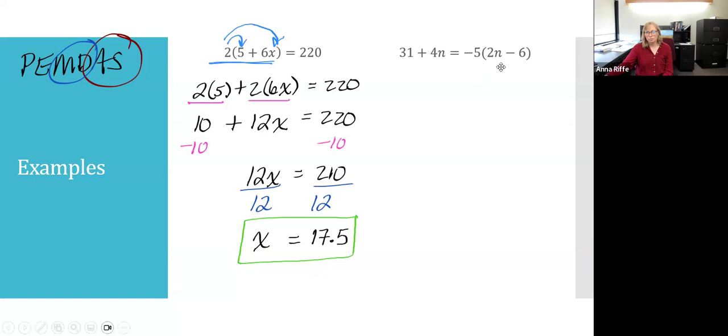Questions on that so far? Okay. Great. Let's do the one on the right.